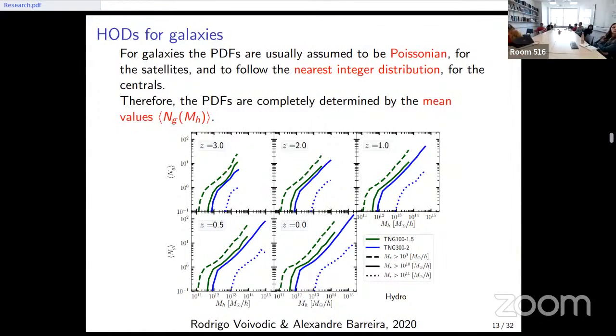Okay. What is the shape of that PDF? Usually it's like an error function. Okay, something that goes from 0 to 1 with a smooth transition. And basically you have two free parameters. One is the scale of the transition, and the other one is the slope of the transition between 0 and 1.